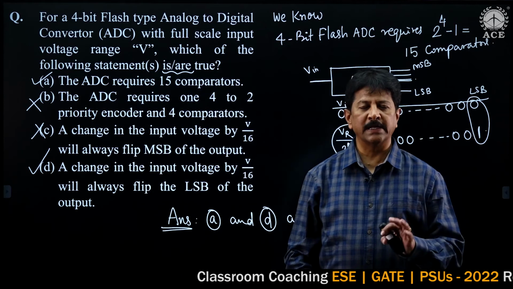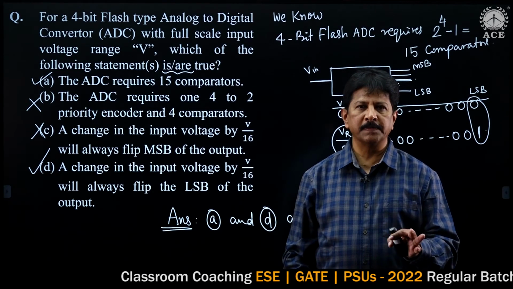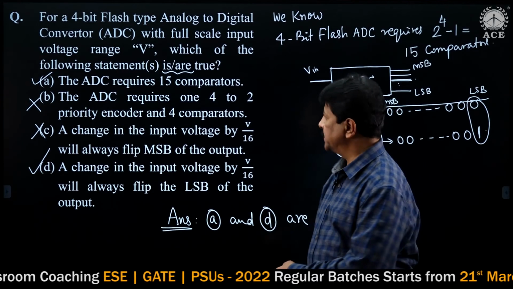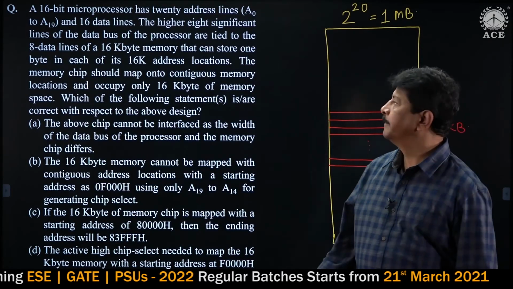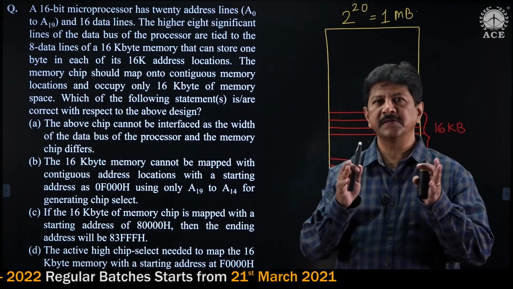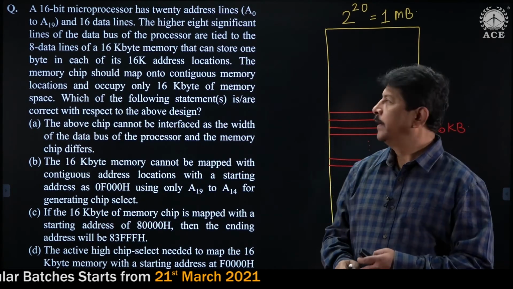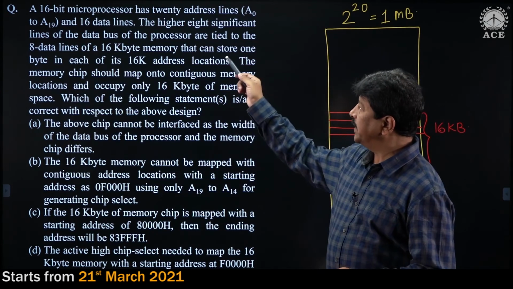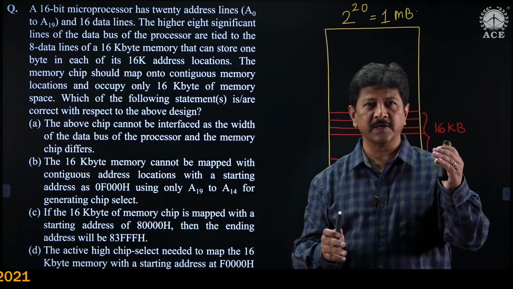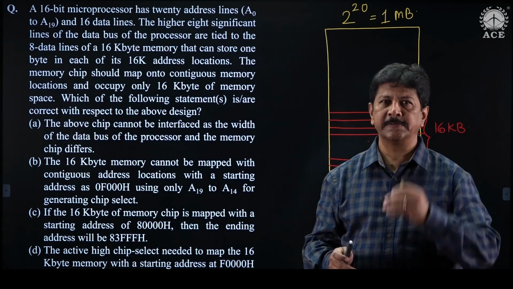So these are the solutions for all the problems on digital and microprocessors. In this problem, a 16-bit microprocessor is given, having 20 address lines and 16 data lines. Apart from that, a 16 kilobyte memory is given. That means it has 14 address lines and 8 data lines.